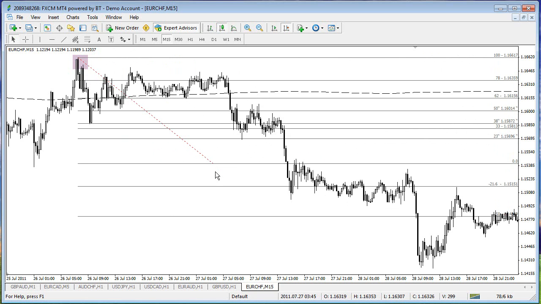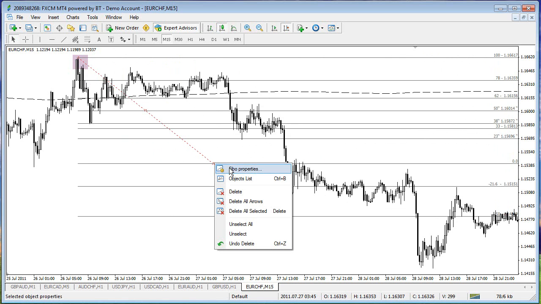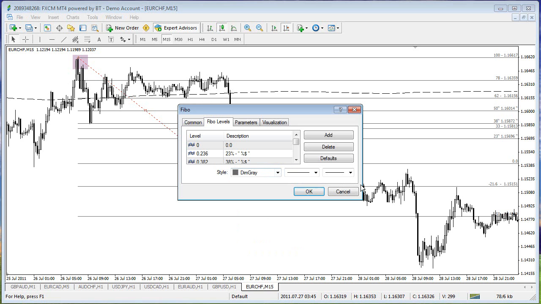I want to check my fib levels on my chart before I proceed, and I'd like to make sure that you have your fib levels set up appropriately as well. I right-click on the fib retracement and choose Fibo Properties. Here's the Fibo properties that you need to have on your chart. You need to have a zero line. You also need to have a 0.236 representing the 23% retracement.